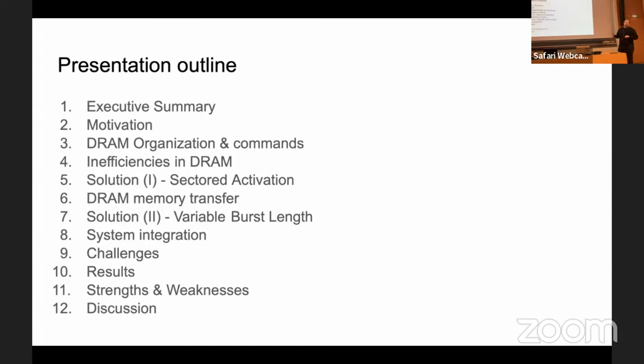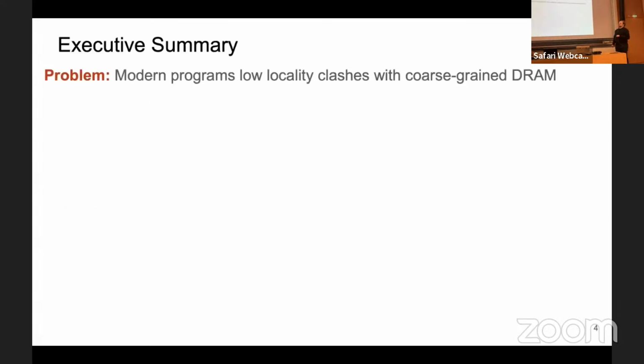Then I'm going to talk a bit about how these hardware changes that the paper proposes are integrated into the wider system, and some of the challenges that poses. And then I'm going to highlight which improvements the authors achieve with the techniques implemented in the paper. And I'm going to talk about the strengths and weaknesses of the paper. And then at the end, we can have a discussion about the paper. Okay, so first, an executive summary.